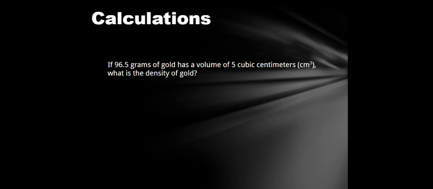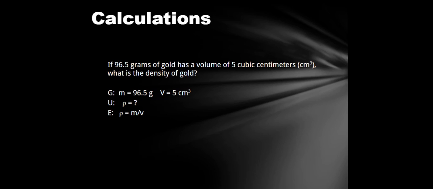Now, let's do a practice calculation. If 96.5 grams of gold has a volume of 5 cubic centimeters, what is the density of gold? Okay, so we have this little thing that we use called GUESS. And so the first thing for GUESS, G, is given. So what is given in the problem? Well, the mass is given at 96.5 grams, and the volume is given at 5 cubic centimeters. The next thing we want to talk about is unknown. What is unknown? Well, density is the unknown. That is what we're looking for.